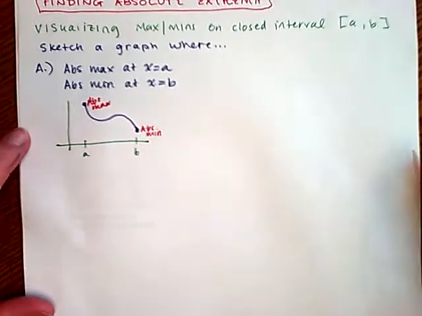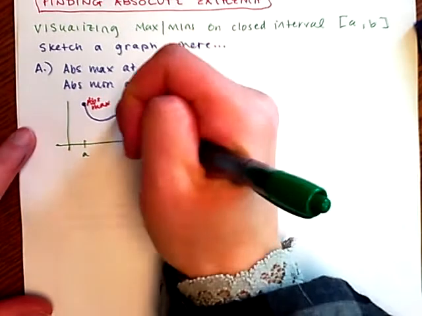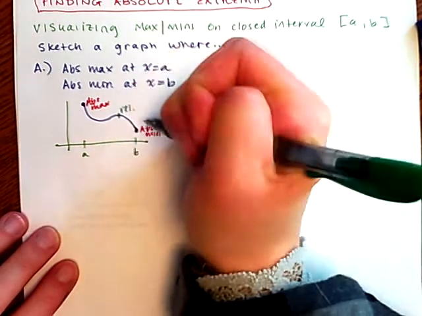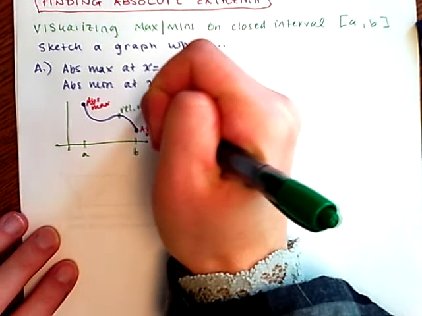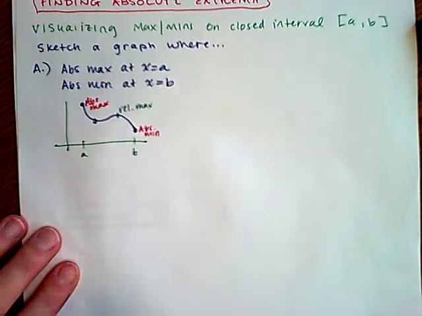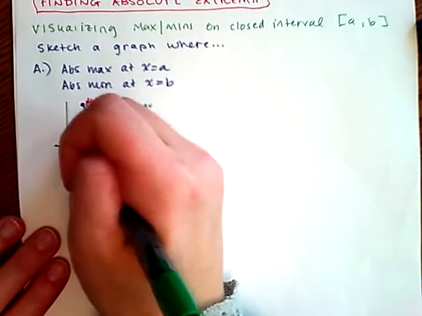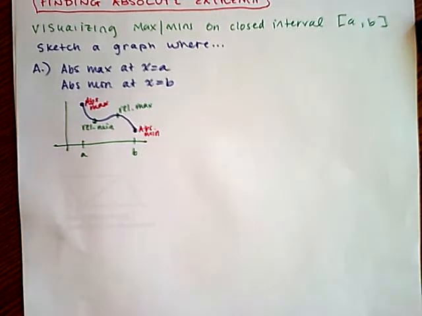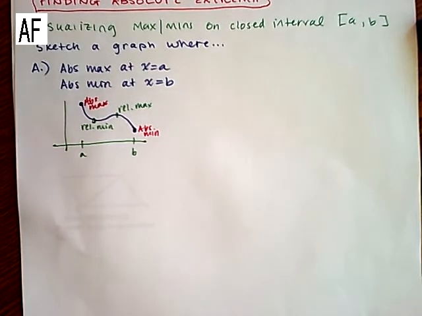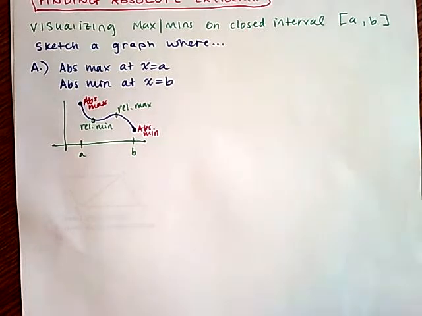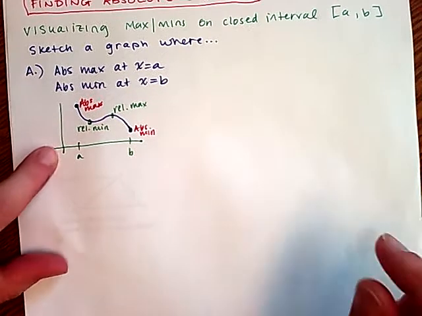Also appearing here is going to be a relative max. I'm going to call it REL, relative max. And then somewhere over here is a relative min. Okay, sorry if it was blurry, but I just refocused it. Hopefully that helps. Okay, so these requirements are met by this picture.